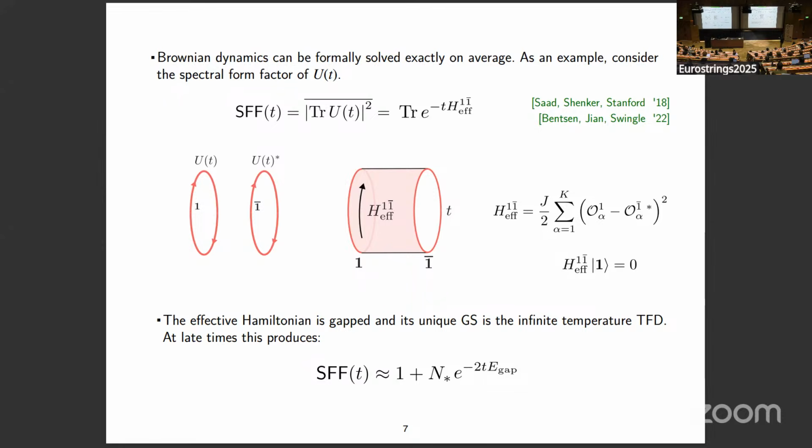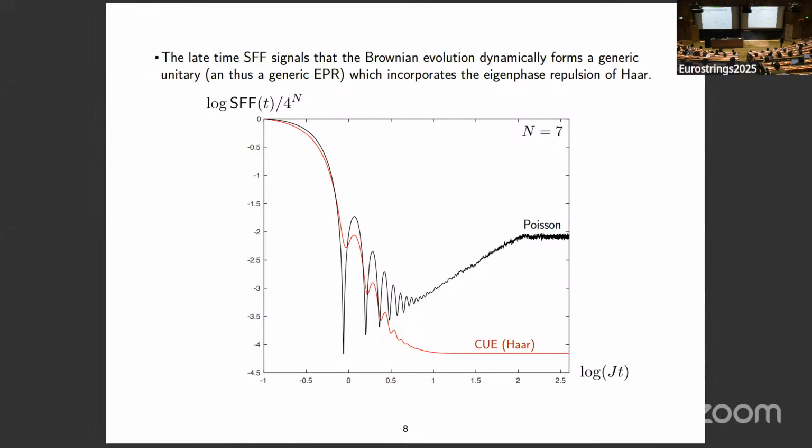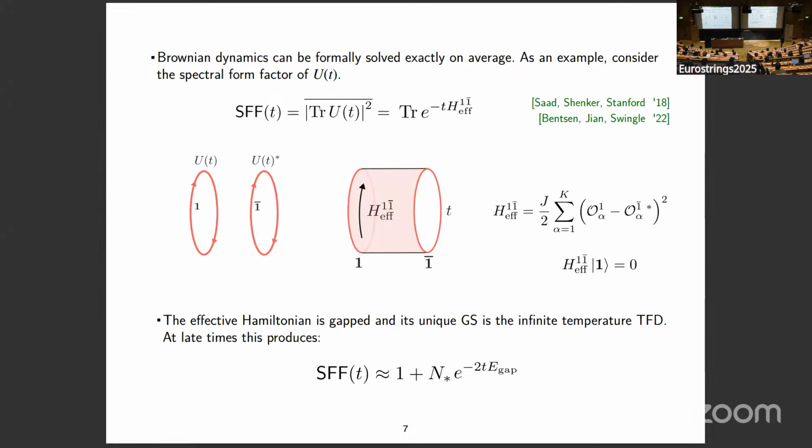So T is just the inverse temperature. Late times is like low temperatures. This kind of partition function will be dominated by the ground state, which gives a 1 contribution. Then the leading correction will come from the first excited states. So there's n star number of first excited states generally, and they have some energy E gap here. Okay. So we've computed the spectral form factor in a very generic way for any Brownian Hamiltonian. So this kind of form is very universal.